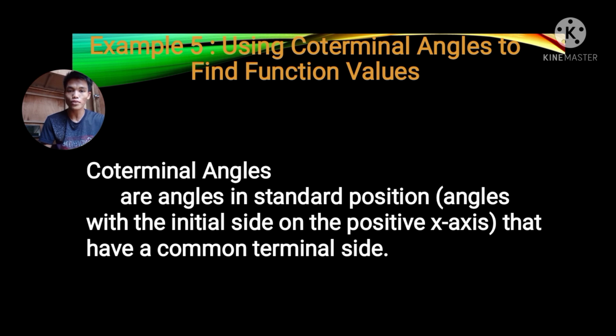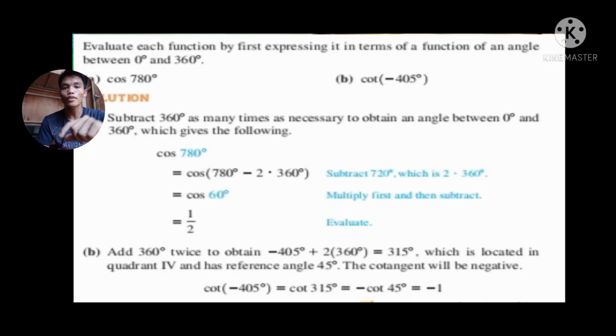Okay, so let's tackle example 5 in my 5th report about using coterminal angles to find function values. But before that, let's have a little background about coterminal angles. When we say coterminal angles, it is all about angles in standard position, angles with the initial side on the positive x-axis that have a common terminal side. So that is the main form of coterminal angles. So now let's move on.